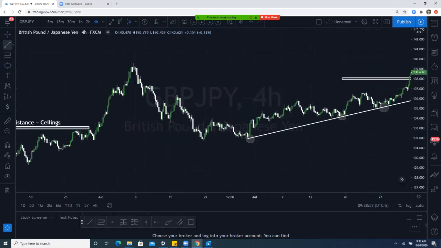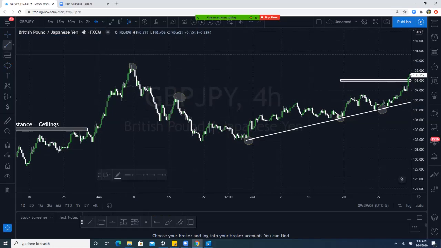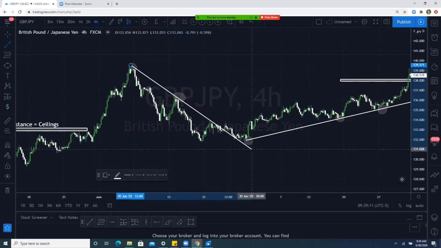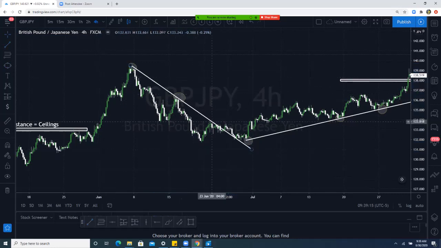For a down example would be right here. I see that there's this point, and then there's this next point here, which is the next swing high. And then you would just take a trend line and connect the two. So that's how that would work out.